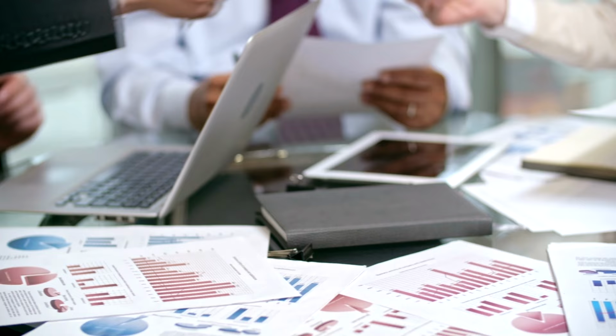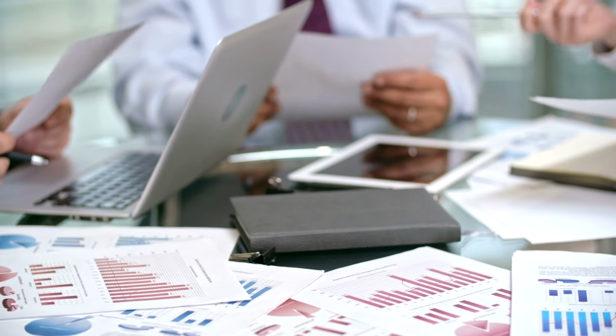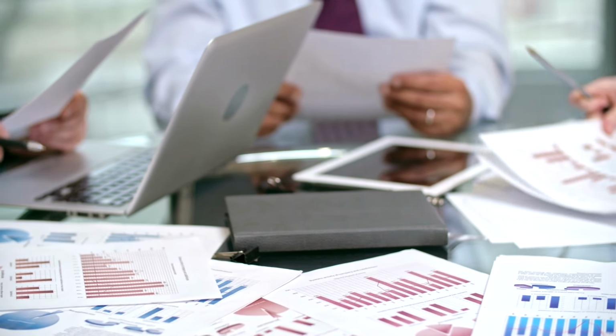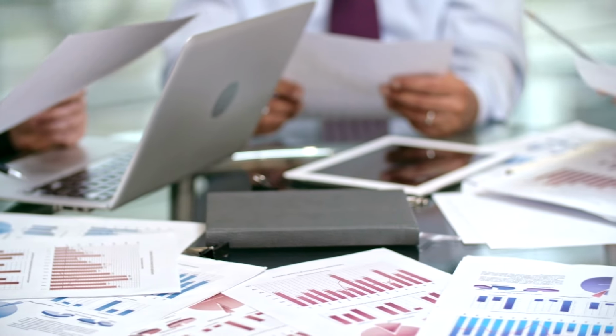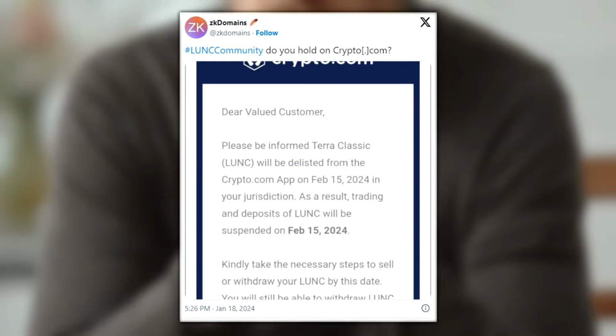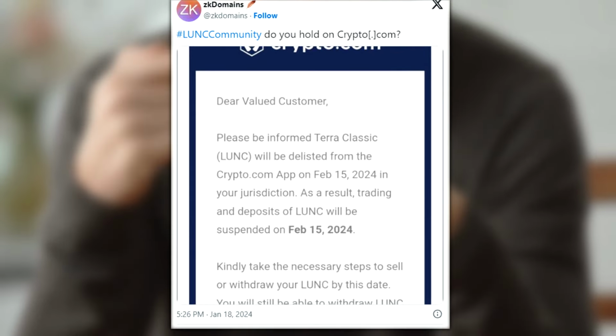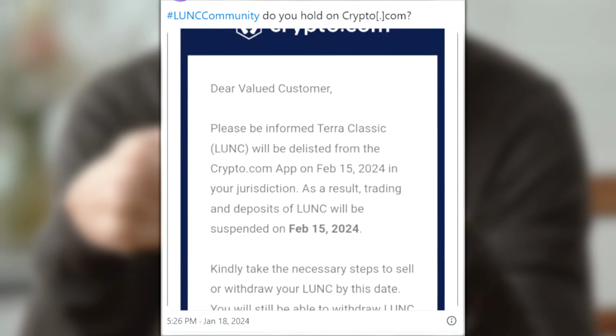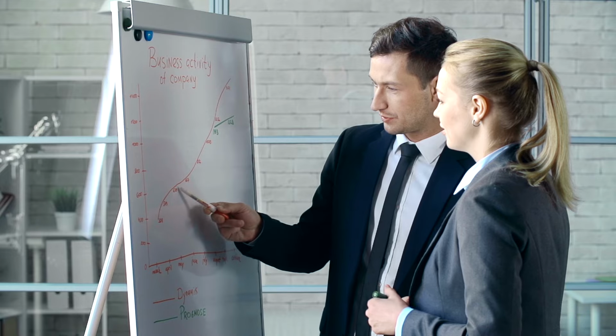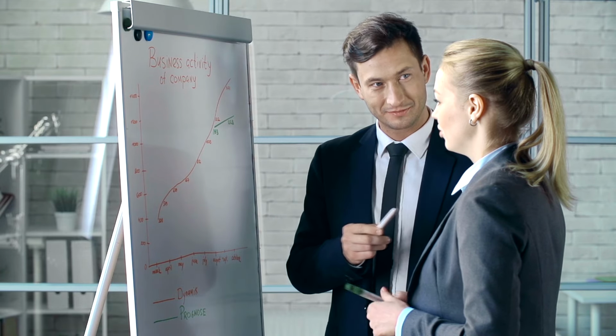Despite Lunc's efforts to recover from the Terra Luna crash and spectacular surges in late 2023, the broader crypto world might be losing faith in the struggling Lunc ecosystem. X user Zek Domains shared the news on X, asking the community if they held their tokens on crypto.com. Another user corroborated the receipt of the same message from the exchange.